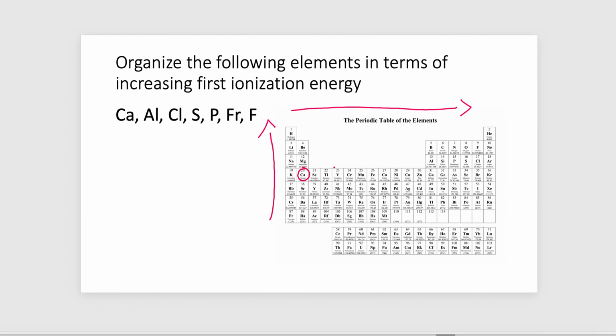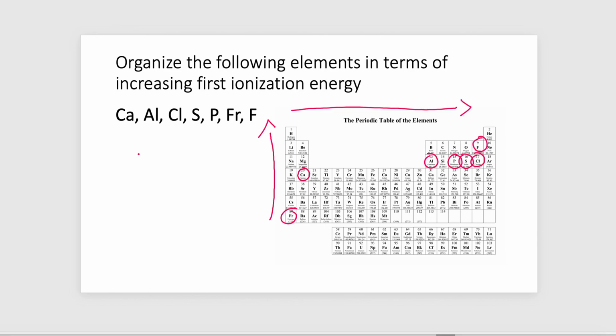So we have calcium, aluminum, chlorine, sulfur, phosphorus, fluorine, and francium, right? Okay, so which is going to have the least ionization energy? So it should be francium, right? Because it's the one furthest apart.